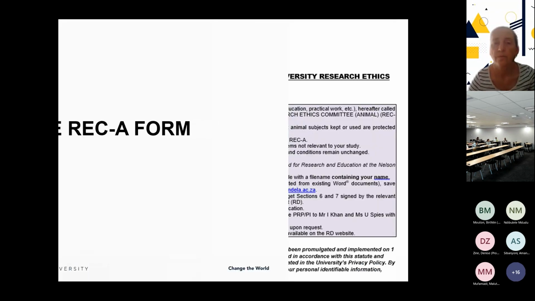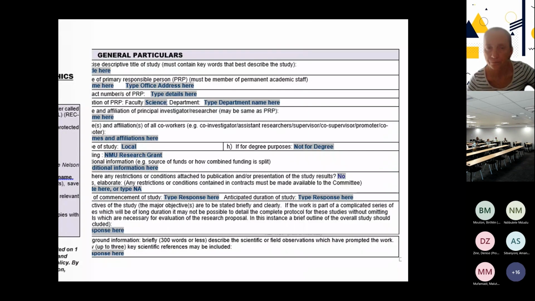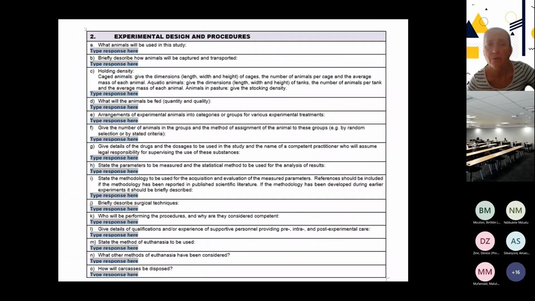So the REC-H form, I'm going to be very short because if you are involved in animal ethics, you can go and download the form. This is also similar to our human ethics, very similar. We want to know the name of the supervisors, the background to the study, the commencement date. Animal ethics is only 1 year ethics approval, then it needs to be reapplied for. So it's given on an annual basis.